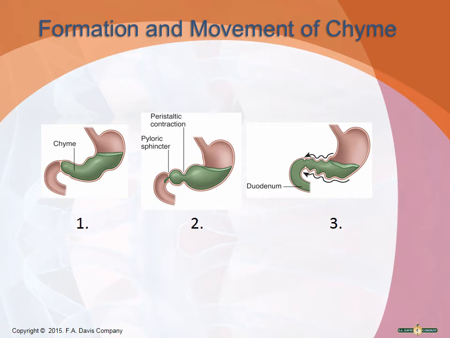a fluid that is now called chyme. It says chyme. It looks like you might want to say chime, but it's really chyme. And what we have is contraction of the muscles of the stomach, and the pyloric sphincter will open and only allow a small amount, 30 mLs of chyme, to exit into the duodenum.